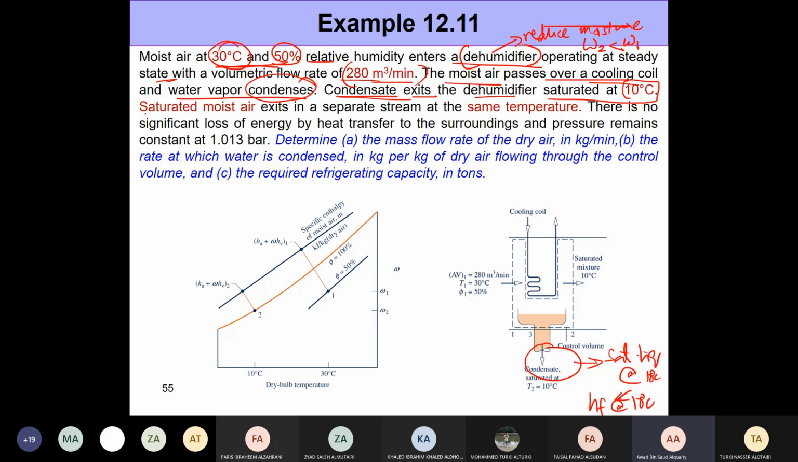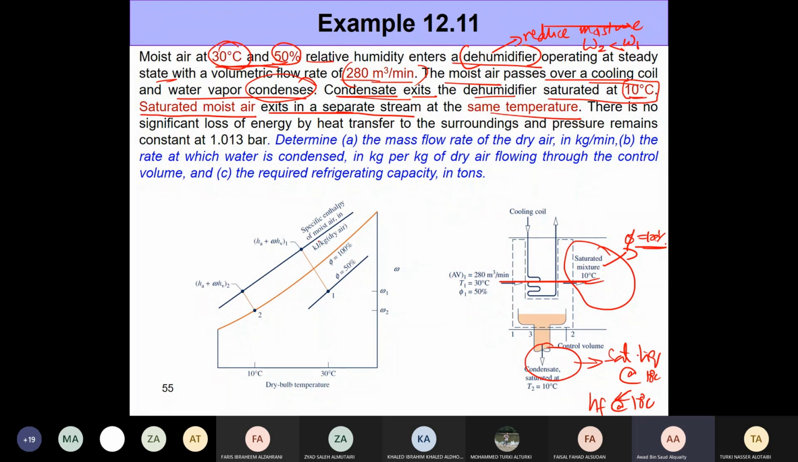Now, let's see what the rest of the question says. Saturated moist air, we also have to worry about the moist air that comes out, which is dehumidified. Saturated moist air exits in a separate stream at the same temperature. So what's the temperature? 10 degrees Celsius. So this stream is also saturated. Saturated meaning phi is 100%. The relative humidity is 100%. The temperature is 10 degrees Celsius. So we have enough information to locate the state as well.